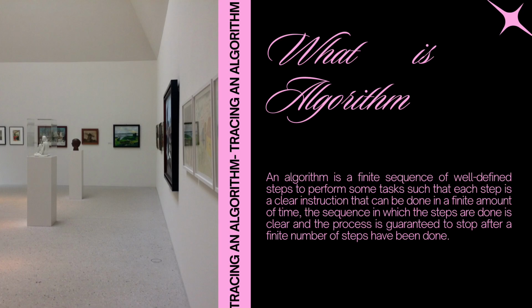What is an algorithm? An algorithm is a finite sequence of well-defined steps to perform some task such that each step is a clear instruction that can be done in a finite amount of time. The sequence in which the steps are done is clear and the process is guaranteed to stop after a finite number of steps have been done.